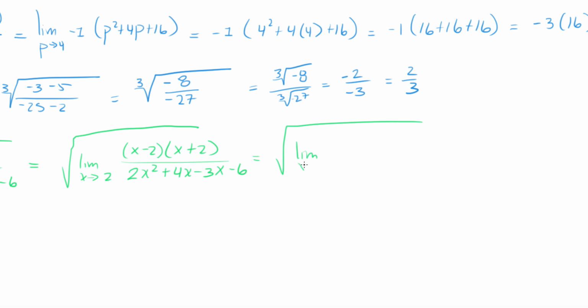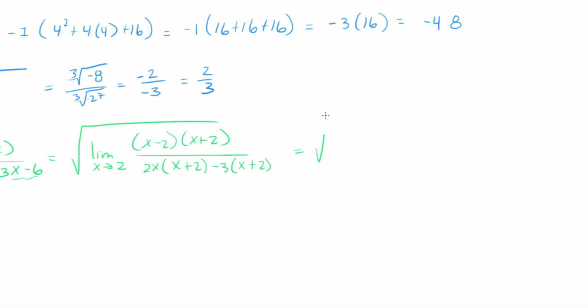So the limit when x approaches 2 of x minus 2, x plus 2. Here, we factor the first 2 and the last 2. So it's going to be factored by 2x, so it's going to be x plus 2. Factored by negative 3, x plus 2. So again, square root, the limit when x approaches 2 of x minus 2, x plus 2, and then 2x minus 3, x plus 2.